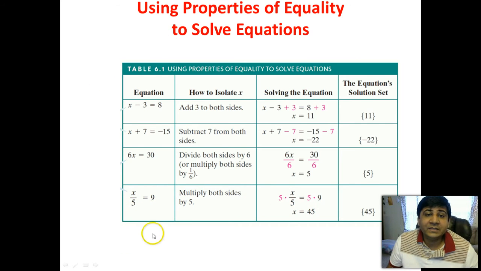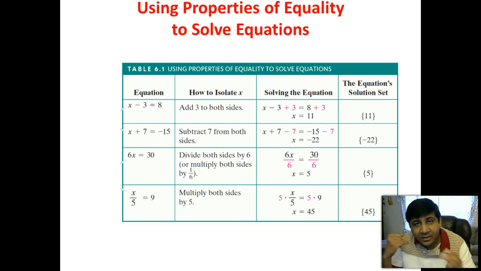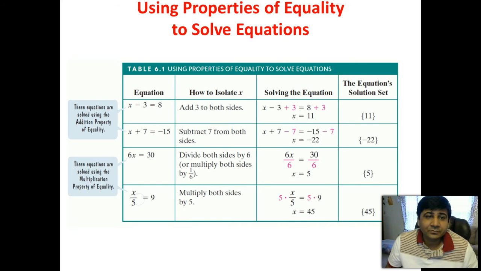In all these examples, you can see, going back to the rule of thumb, that whatever you do on one side of the equation, you must do the same thing on the other side of the equation. I'm repeating it over and over. If you don't do that, it's wrong. You will get a wrong answer.